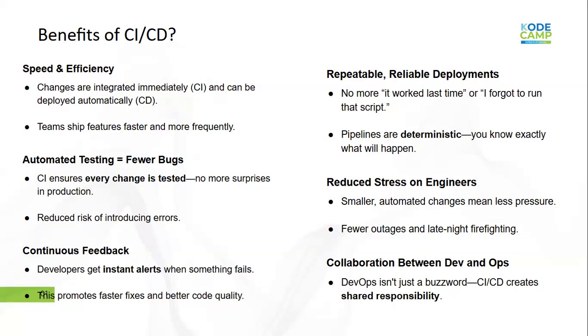Then there's continuous feedback. Developers get instant alerts when something fails. This promotes faster fixes and what? Better code quality. Then there's repeatable, reliable deployment. No more "it worked last time" or "I forgot to run that script." Pipelines are deterministic because the state of the pipeline is always steady.